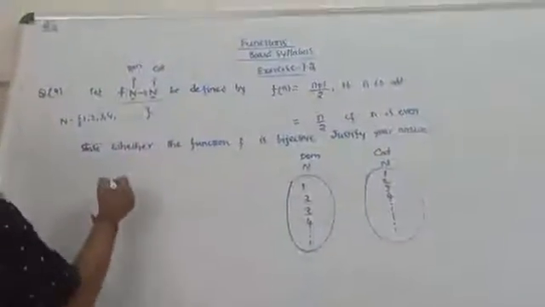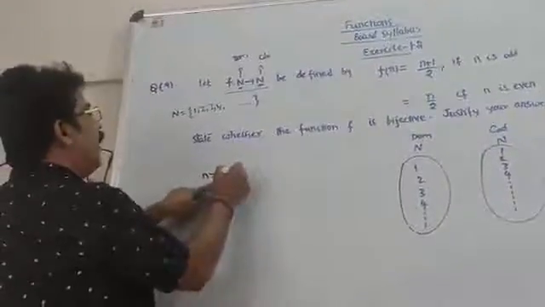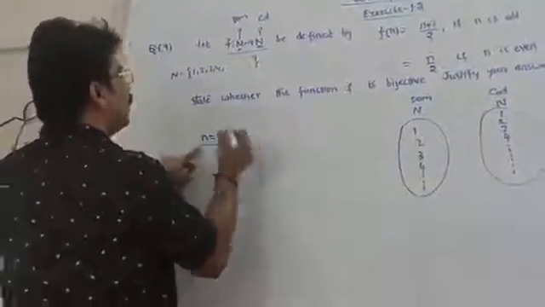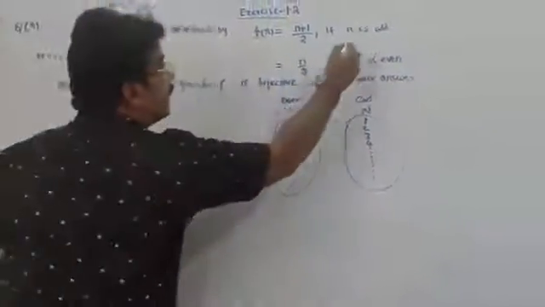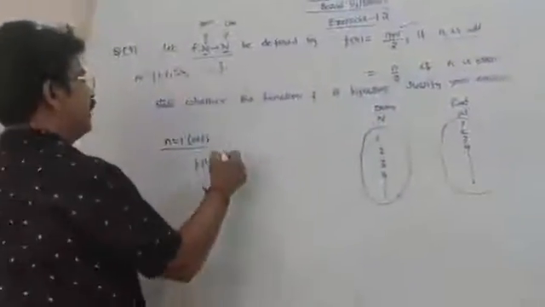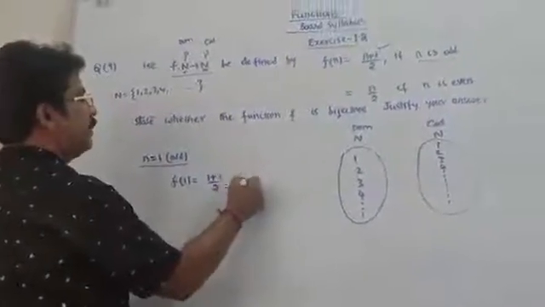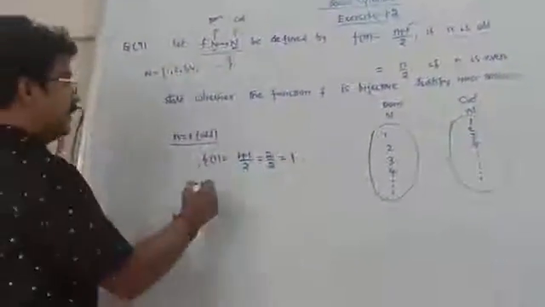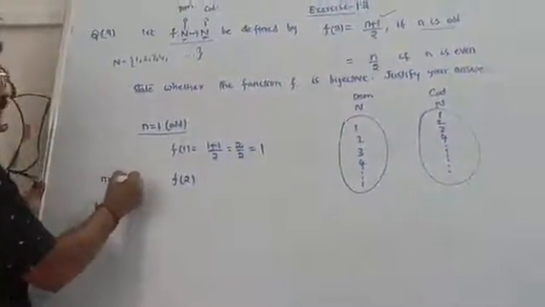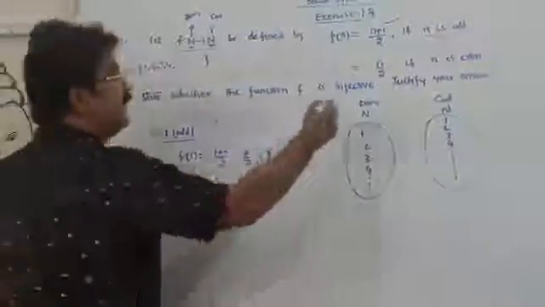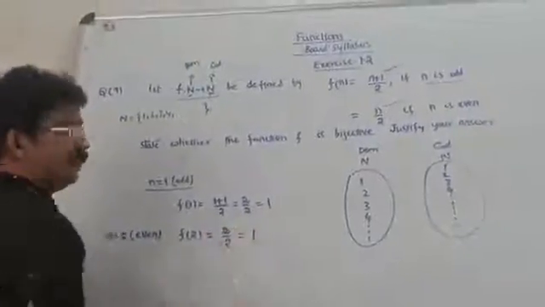Okay, here observe that. Let n equal to 1. 1 means what? Odd number. n is odd number. So f of 1 is equal to, go to odd case, f of n equal to (n+1)/2, that is equal to 2/2, that is equal to 1. Next, what is f of 2? 2 means n is equal to 2. 2 means even number. Even case, n/2, that is equal to 1.